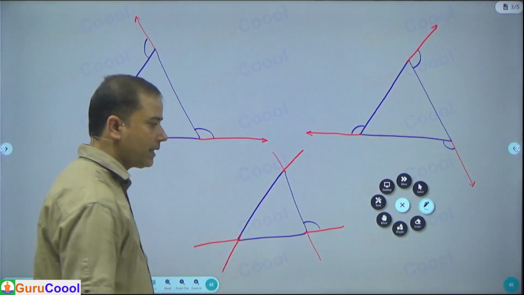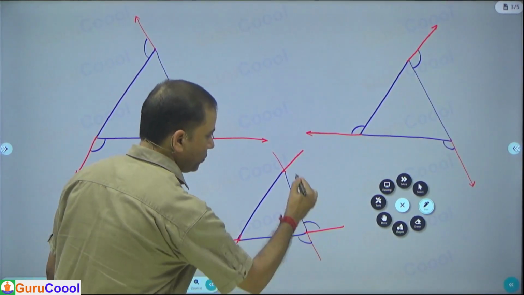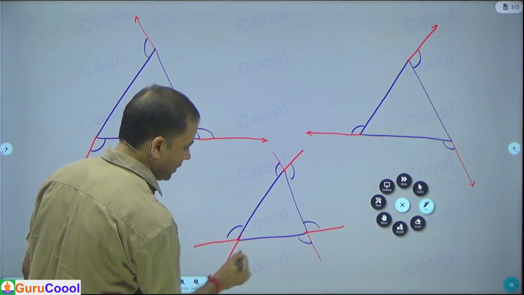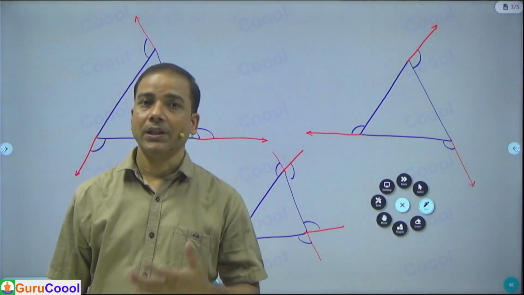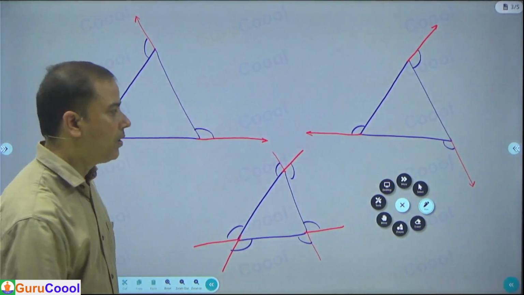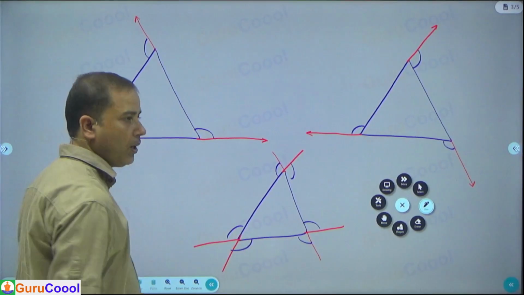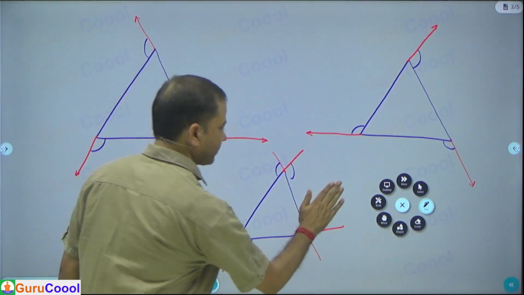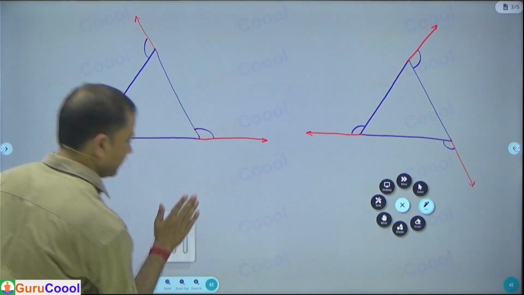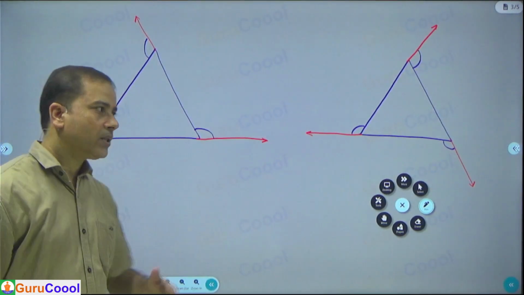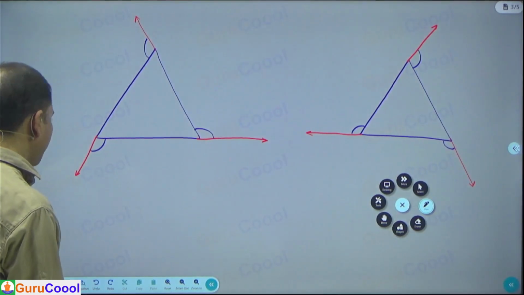And they count a total of 6 exterior angles, 1, 2, 3, 4, 5, 6. That is the wrong practice. You should not extend any side in both directions. You have to choose only one direction. Okay, now let's go to the next page.